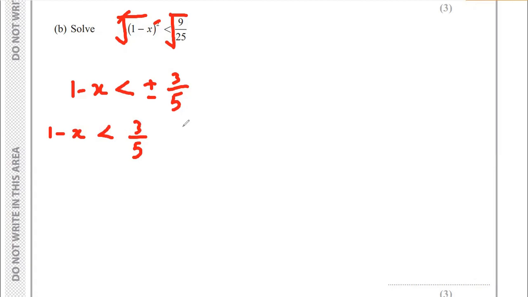Or the other solution will be 1 minus x, and when we write minus 3/5, because that's one of the possible answers, we must flip the sign, because in a way, this side has been multiplied by -1. So that's why the sign will flip. Okay.